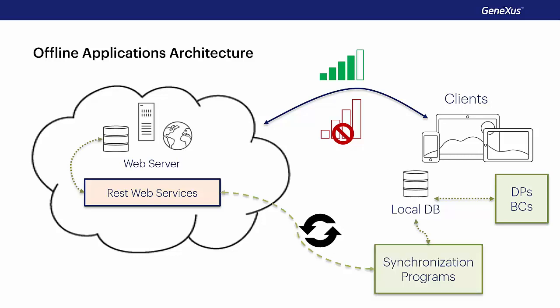The application on the device will access the server only to synchronize data from both databases. This will be achieved using synchronization programs running on the device and using REST services on the server side. These processes will always start on the device, either to send or receive data from the server.